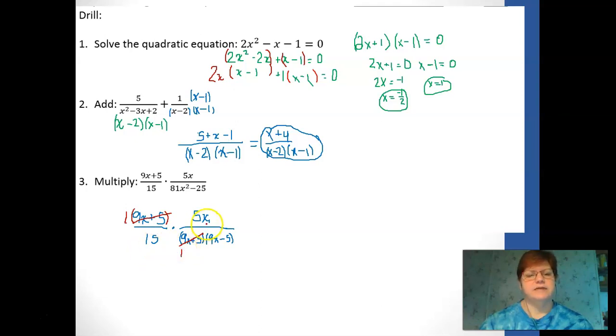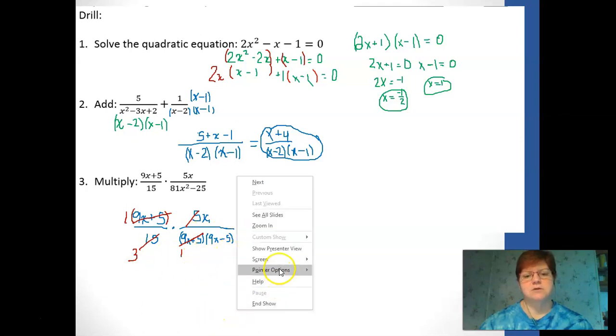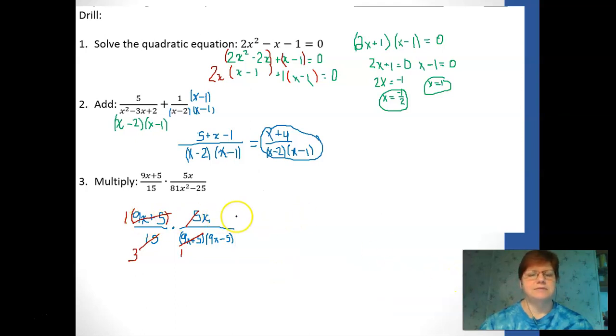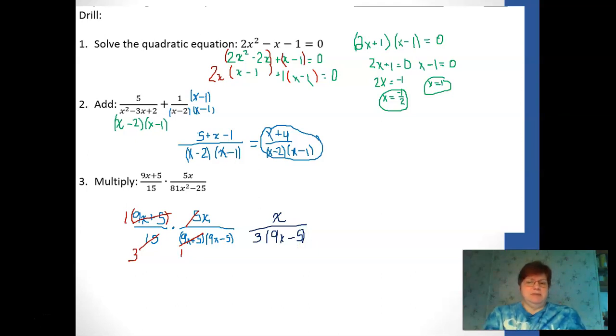And then 15 and 5x. Well, 5 divides into 15 thrice. Is there anything else we can cancel? No. So we can write our final solution. 1 times x is just x. And then our denominator is 3 times 9x minus 5. Now if you want to show off and be like, I can multiply that, you can multiply that. You can make it 27x minus 15.